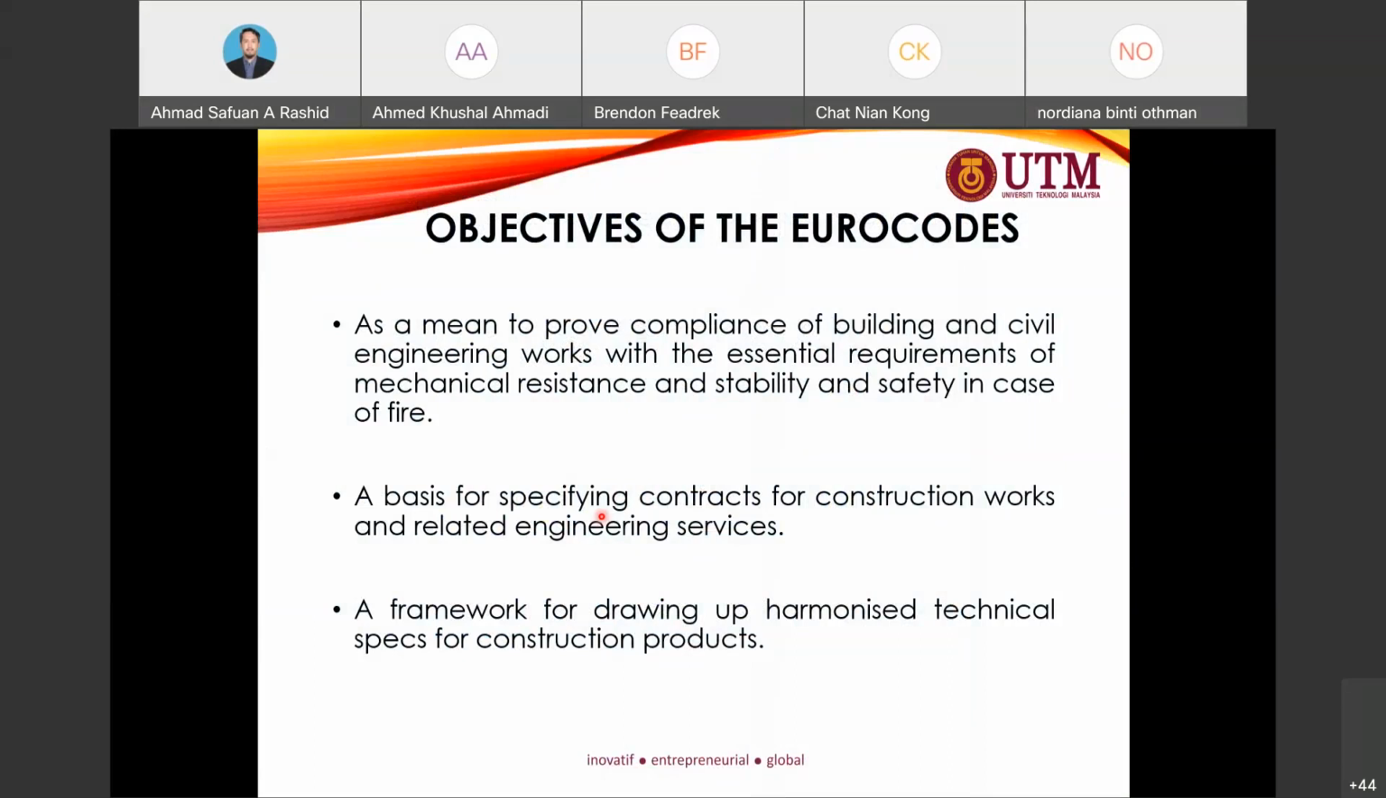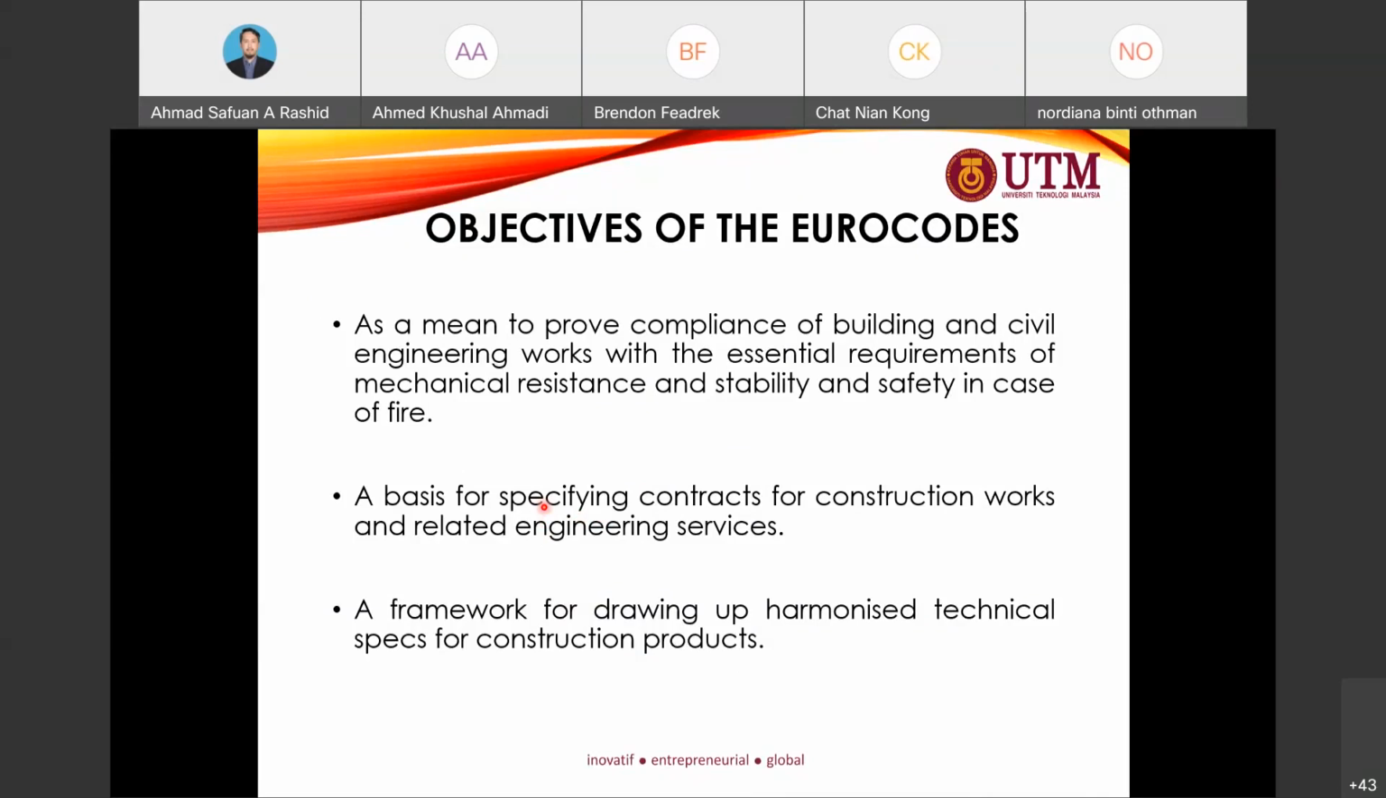So the objective of the Eurocodes is as a means to prove compliance of building and civil engineering works with the essential requirements of mechanical resistance, stability and safety in case of fire. So that is the first objective for the Eurocodes, where the discussion is to provide stability, mechanical resistance and safety in case of fire.